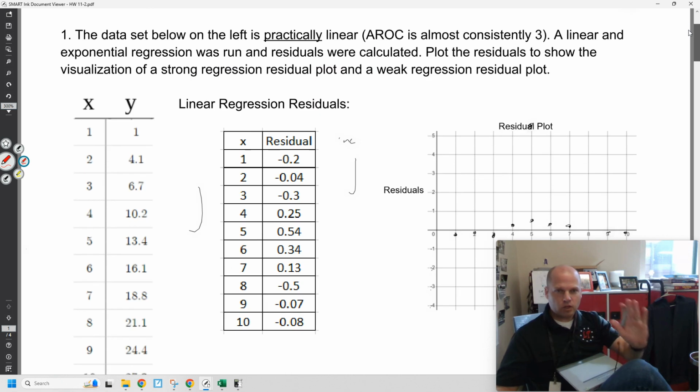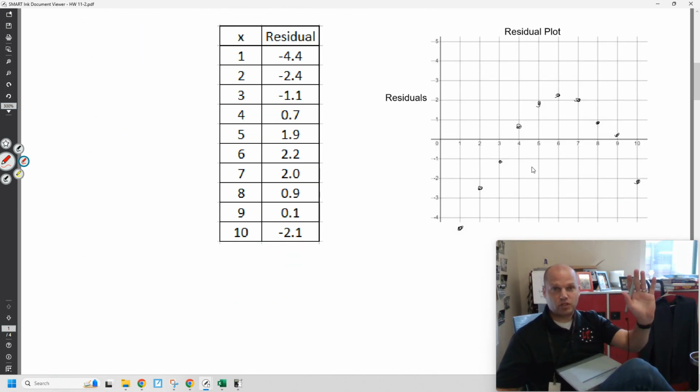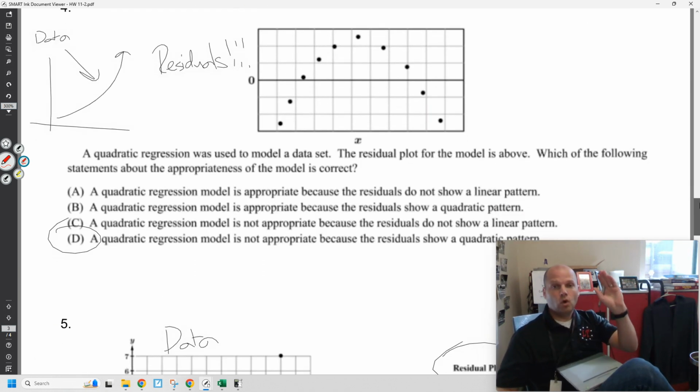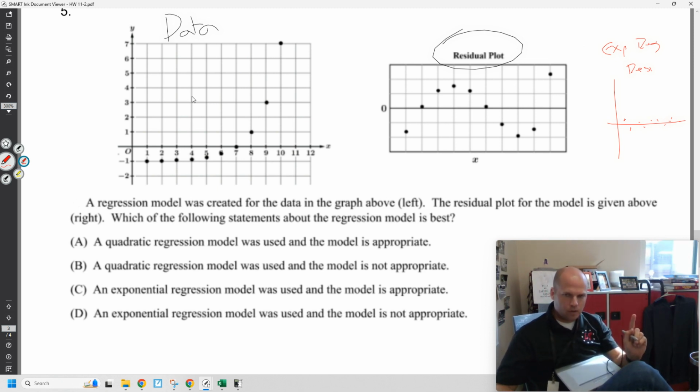We ran the linear regression. We saw them close to zero. We had some positives and negatives versus our exponential regression made this quadratic. An exponential regression would look like this. A bad regression would look like that. We have big residuals and they make a pattern. So the data is exponential, but the regression I reran, which is bad, creates this residual plot.